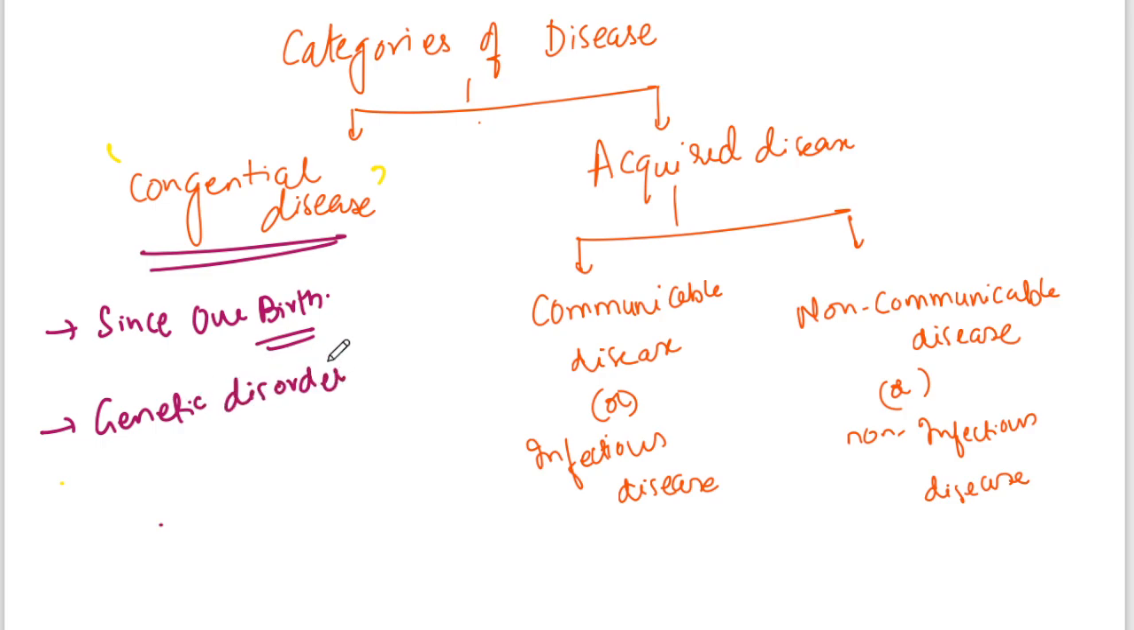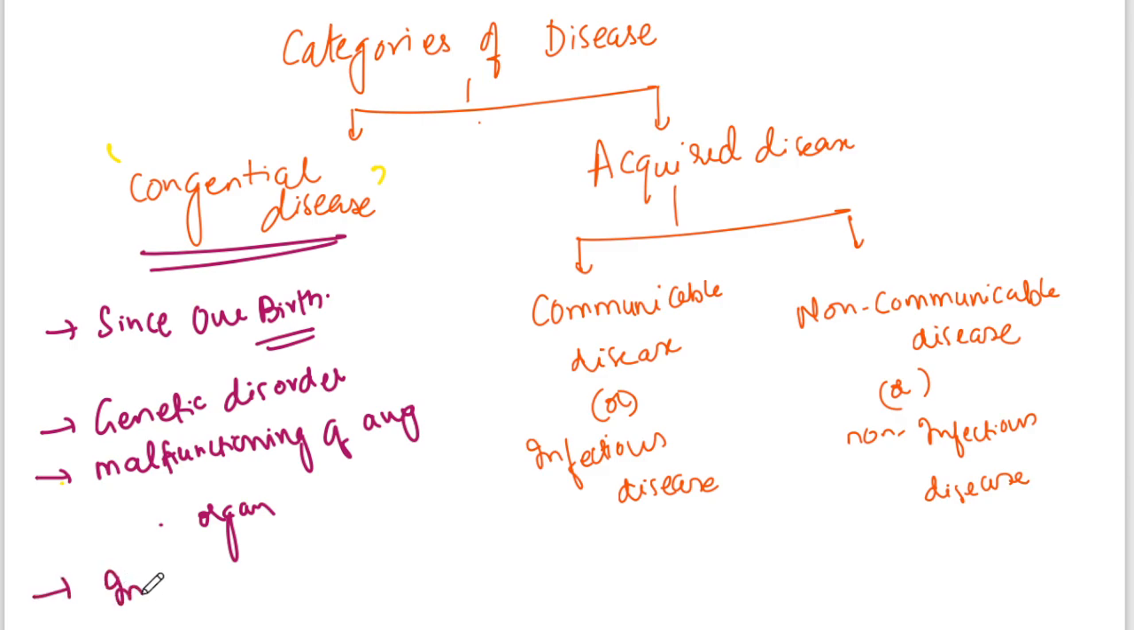If these genetical disorders come, they might come from our birth, or from malfunctioning of any organ, or a few inherited, inheritable diseases. If these diseases are there since our birth, it is called a congenital disease.